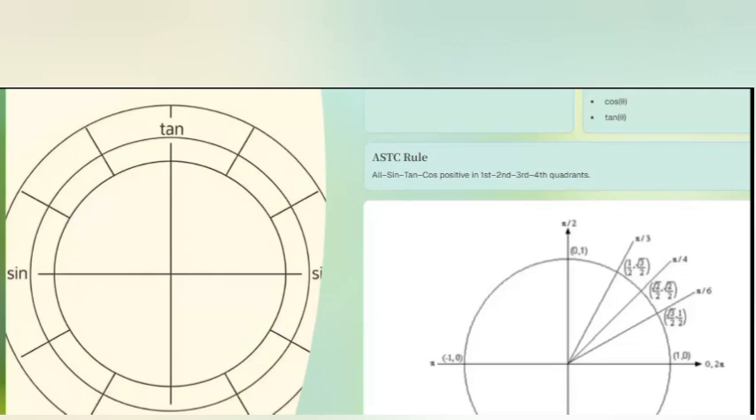The ASTC rule shows you where each of the trigonometric functions is positive. Now, the first quadrant is between 0 and 90. It is All, right? So what does that mean? All means every single trigonometric function is positive in this first quadrant. So sine is positive here, cos is positive here, tan is positive here.